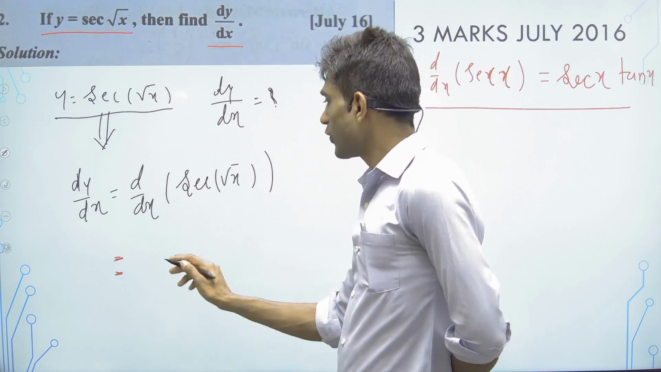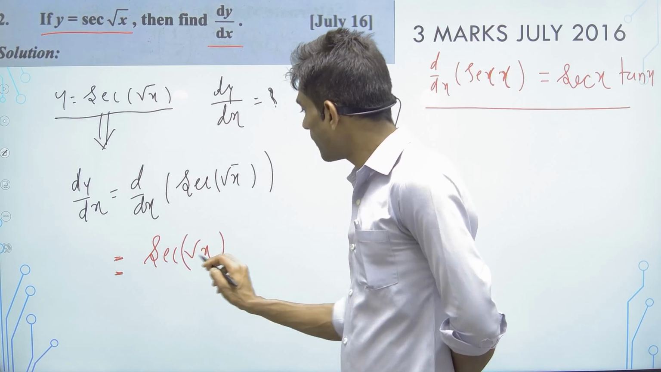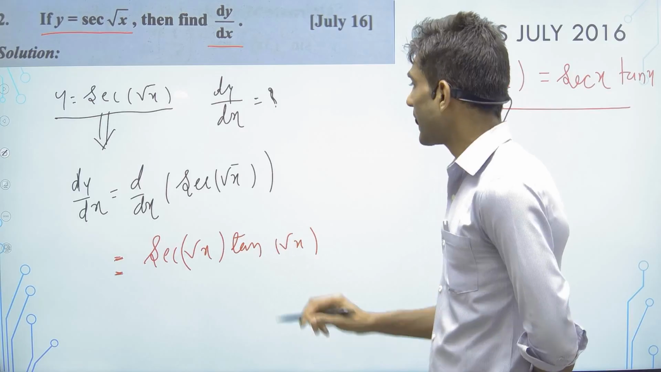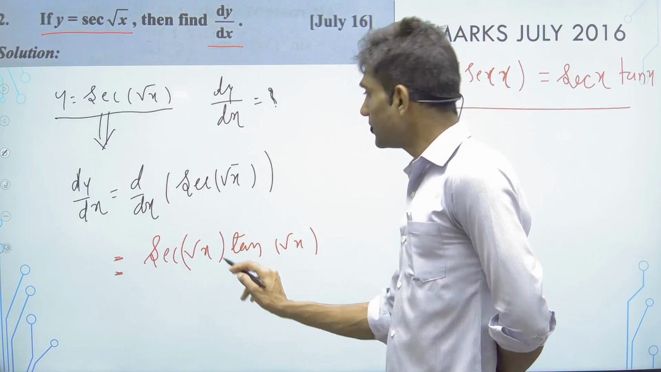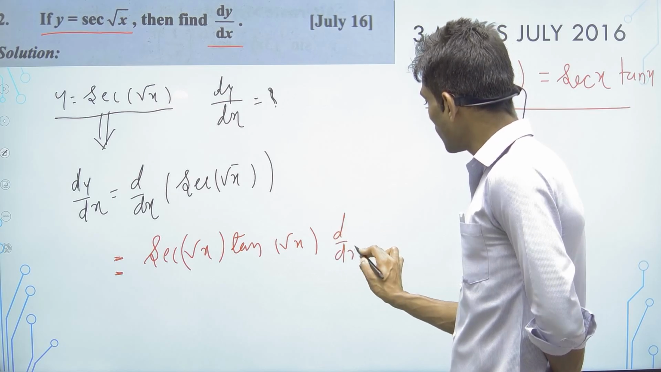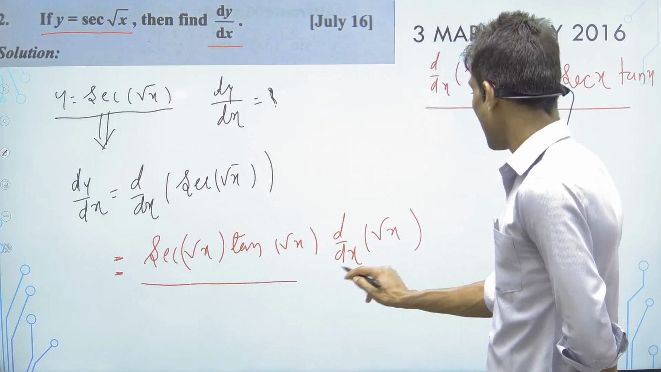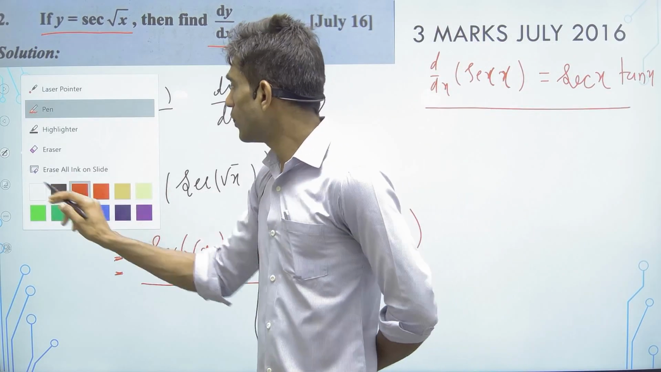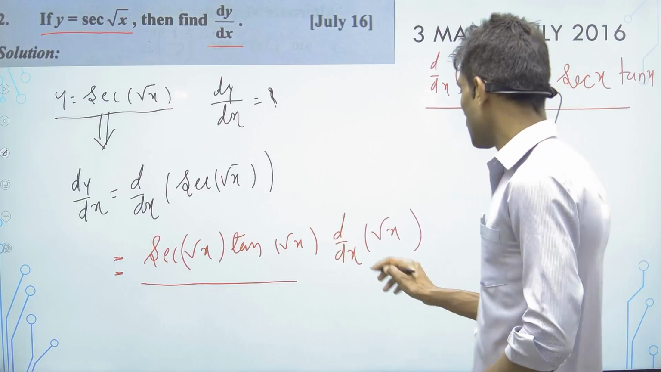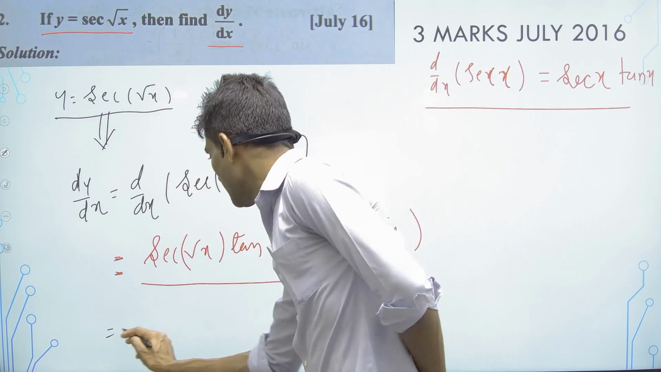The differentiation of sec of x will be sec of x into tan of x, and after that we differentiate that root x further. So that means d by dx of root of x. This one will remain the same, and we have to differentiate d by dx of root x. This is the composite type of differentiation.